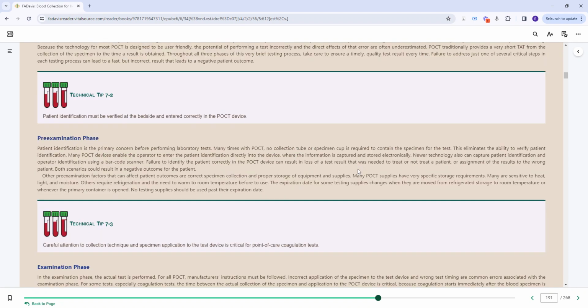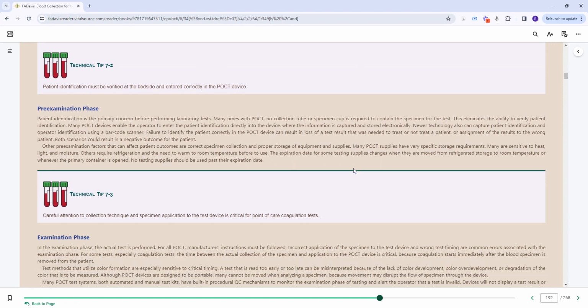So we'll just dive into these a little bit. Pre-examination phase. Who can tell me without reading what is the number one thing we need to remember when we are getting ready to do a lab test? Doesn't matter if it's point of care. It doesn't matter if it is in a patient collection, if it's in a hospital. What are we going to always, always, and forever have as our number one concern?